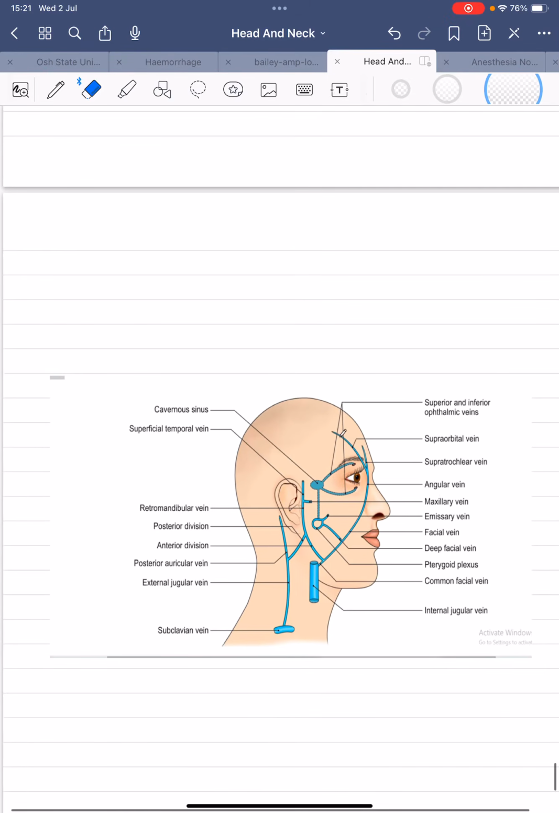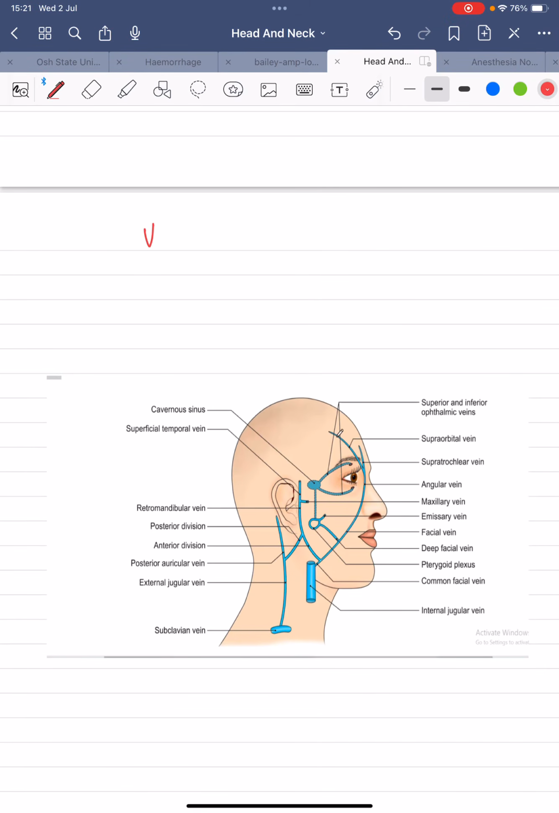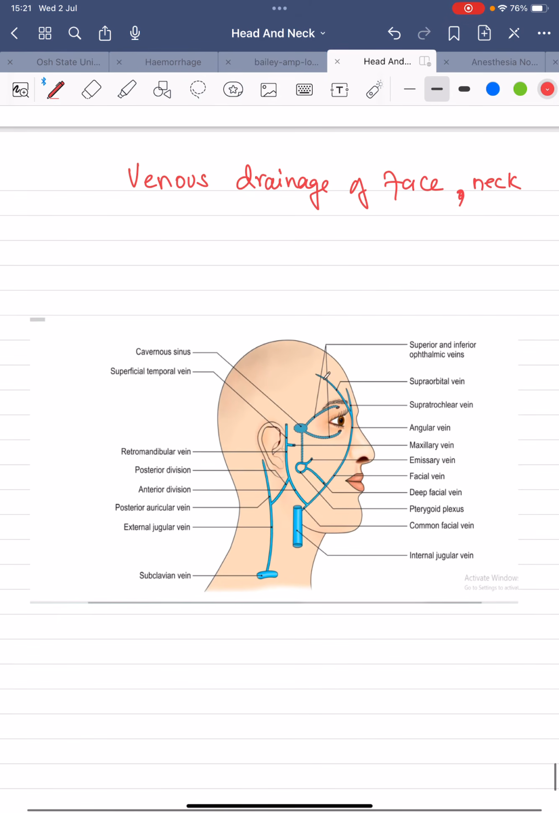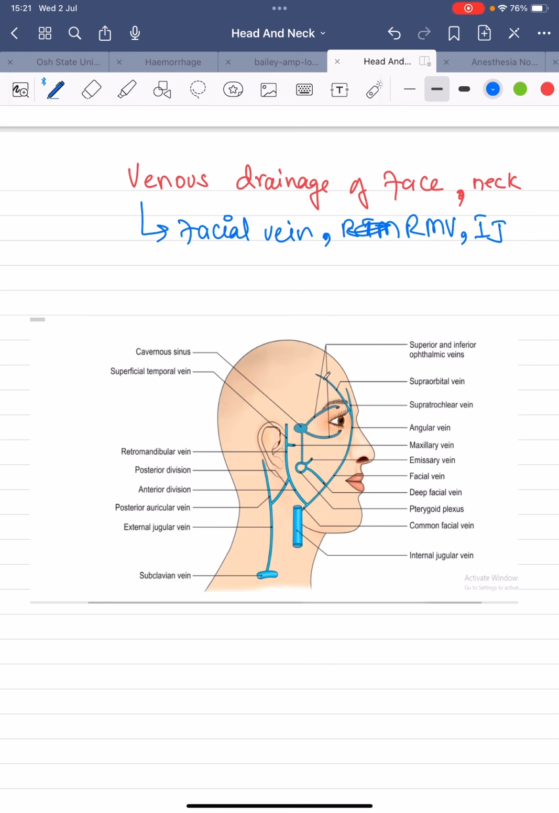Discuss about the venous drainage of the face, and then we can talk about the venous drainage of the head and neck region also. Whenever we are discussing the venous drainage of the face, you must know that we have to study the facial vein, the retromandibular vein, and then we must talk about how the internal jugular vein and external jugular vein are going to form.